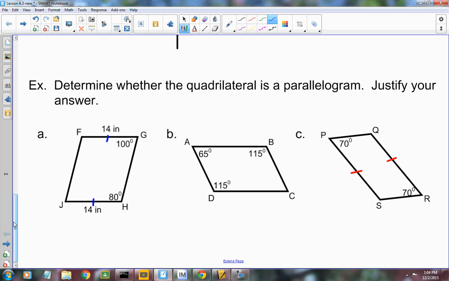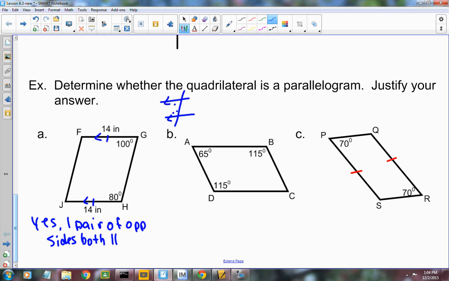And so if I have consecutive angles that are supplementary, what can I do from that? Lines are parallel. Remember, if you have two lines cut by a transversal and your consecutive interior angles are supplementary, then your lines are parallel. So that's what I have going on right here. So these two are parallel. So is this a parallelogram? Yes. And the reason is you have one pair of opposite sides, both parallel and congruent.